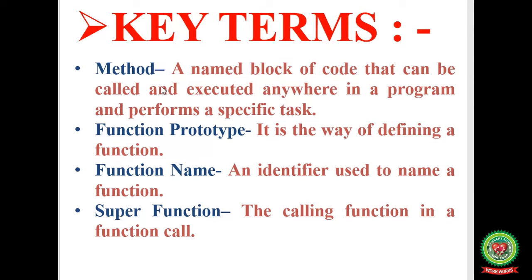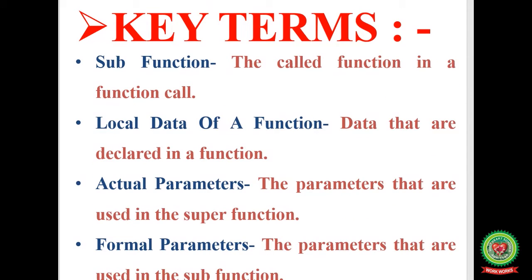Next, function prototype. It is the way of defining a function. Function name, an identifier used to name a function. Super function, the calling function in a function call. Super function is also known as the calling function. Subfunction, the called function in a function call. Local data of a function: data that are declared in a function are called local data of a function.